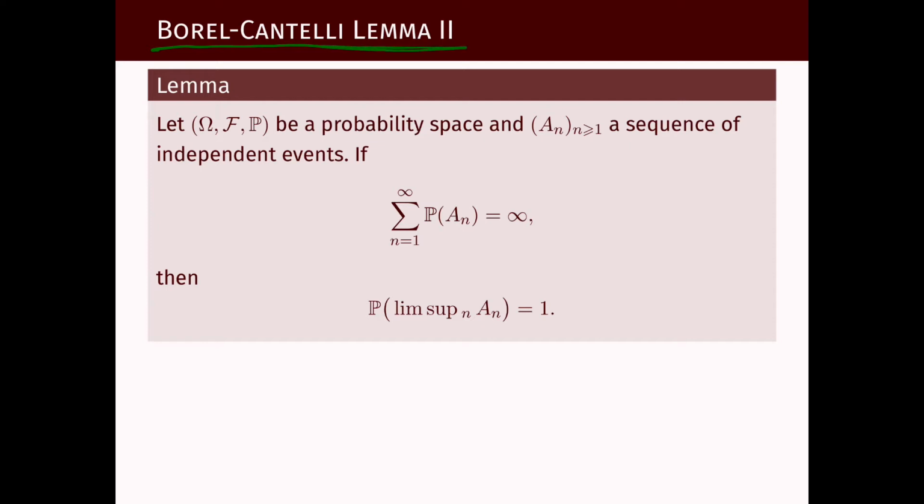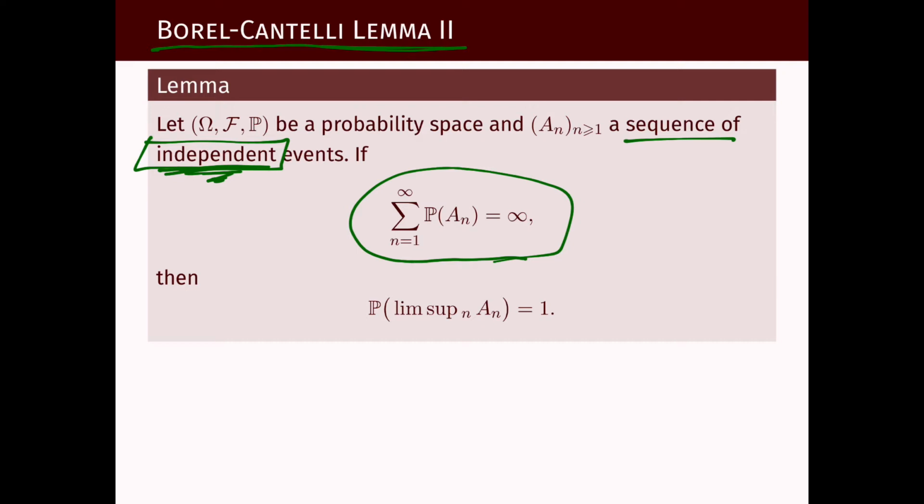It is not exactly the converse, it's quite different in spirit, because now here we really need the sequence of events to be independent. So these events are assumed to be independent here, and in Borel-Cantelli lemma 1 there is no assumption of independence. So it is the converse in the sense that if the sum of these probabilities is infinite, then the probability that these events occur infinitely often is 1.